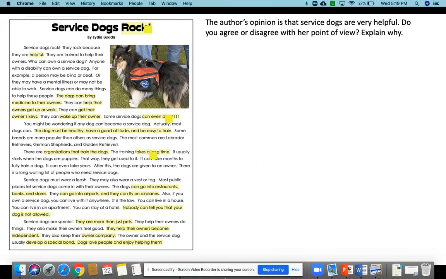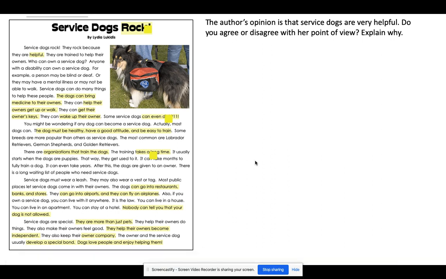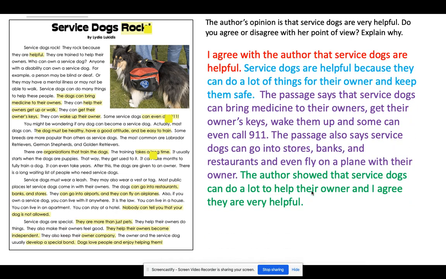And here I wrote a response to the question. So first step is to answer the question. So here I have, I agree with the author that service dogs are helpful. That's my answer, one sentence. Okay. Step two is to explain the answer. Service dogs are helpful because they can do a lot of things for their owner and keep them safe.